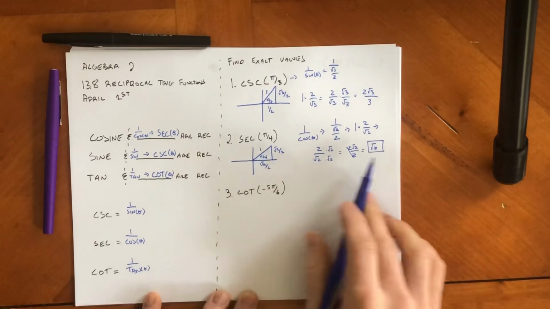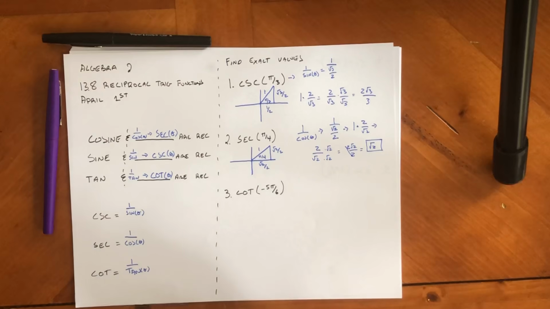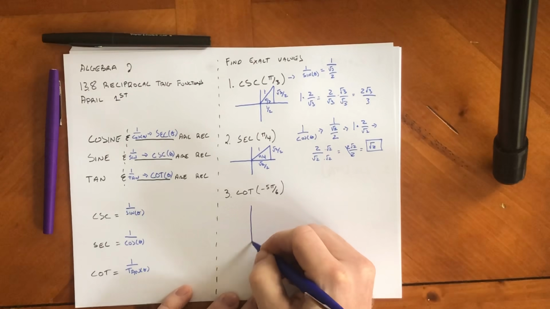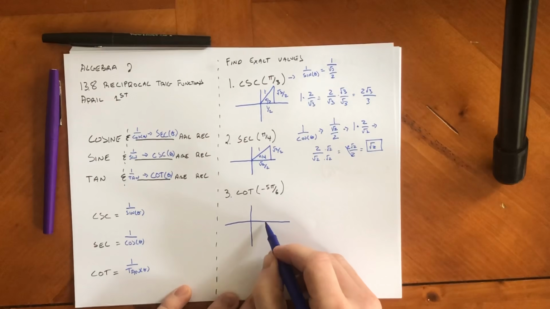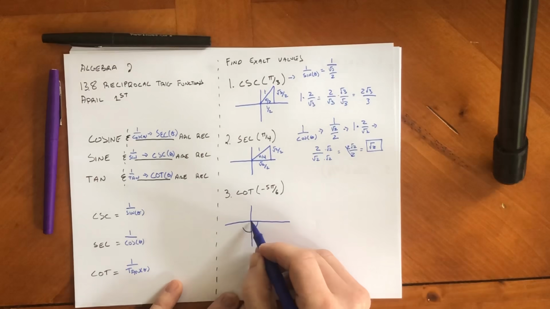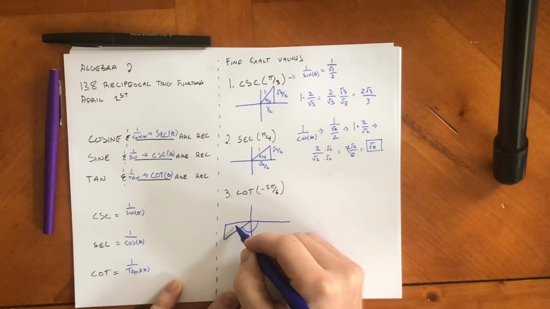So the secant of pi over 4 is just going to be root 2. Perfect. And then finally, let's do a couple more here. Cotangent. This one's a little trickier because it's a negative and it's a pi over 6. So negative 5 pi over 6 is just coming up 1 pi over 6 short of the full 6 pi over 6. So I know that this is going to be pi over 6.